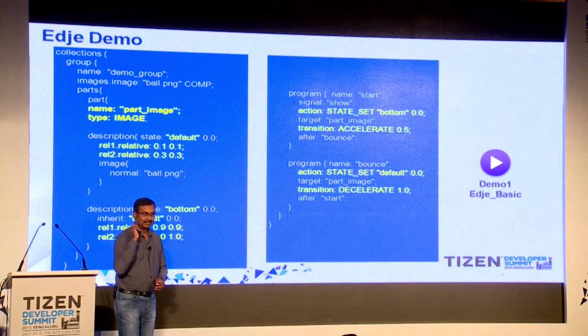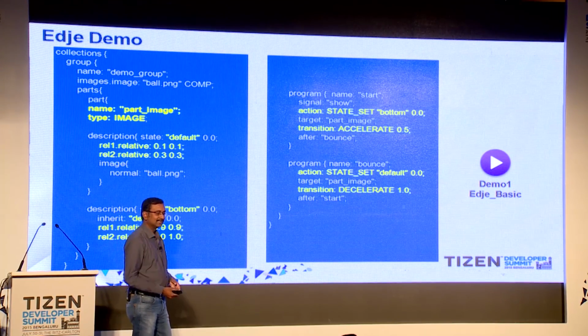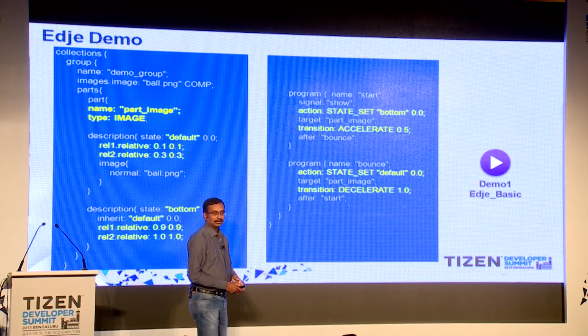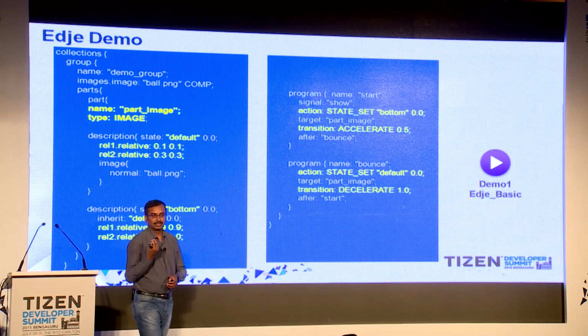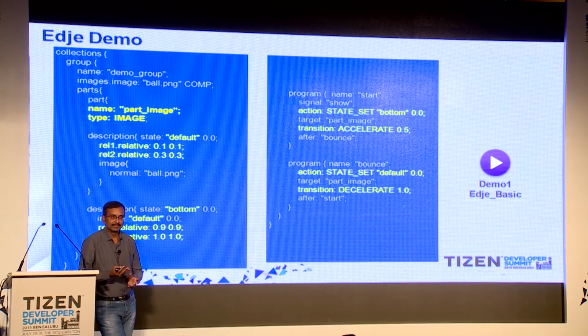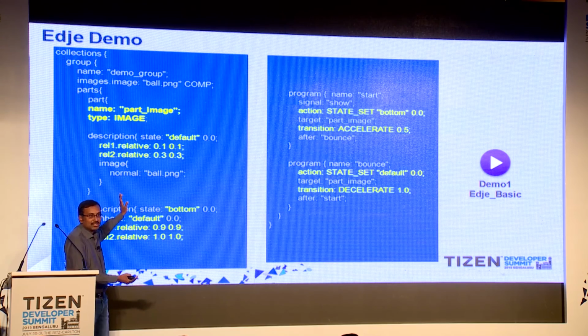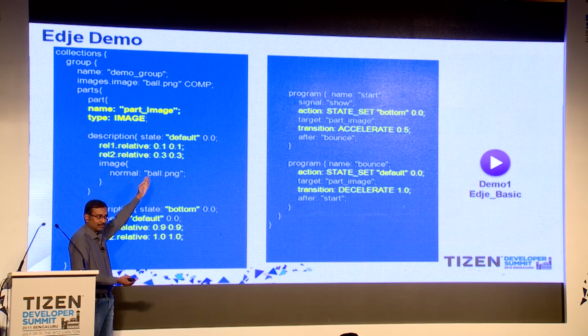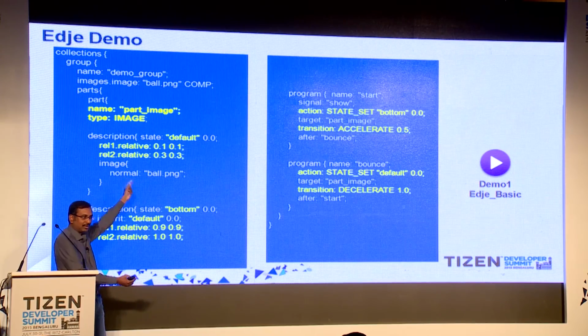Let's see one sample EDC file. EDC is your layout part, so you can have many parts, objects, and each part can have different properties. One example we are seeing is the image object, with one property, the location: 0.1 to 0.3, X and Y location. So the variation is 0.2.